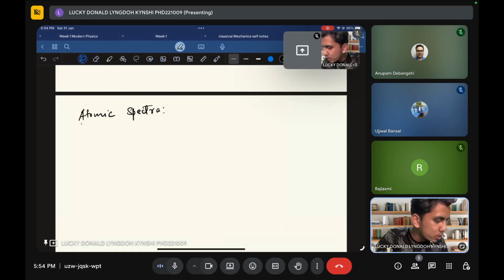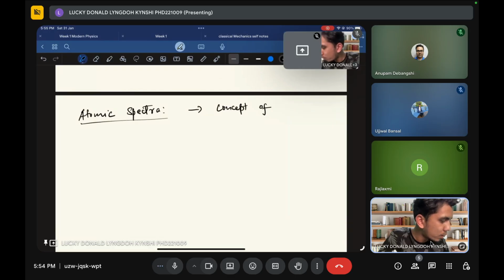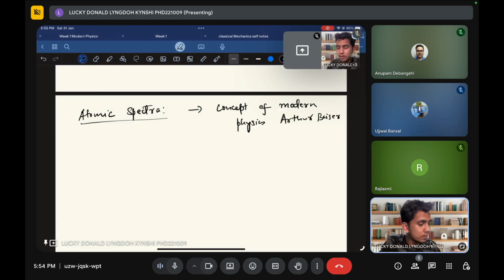Okay, the next questions of your assignment are related to atomic spectra. For atomic spectra, you can also follow the book Concepts of Modern Physics by Arthur Beiser. I have given it to you in the initial class itself. It is one of the good books to follow for atomic spectra and so on.